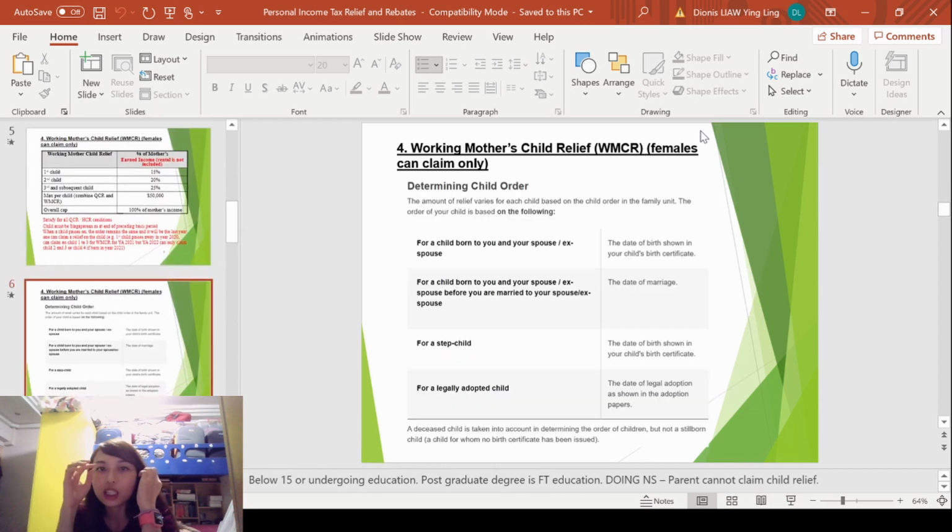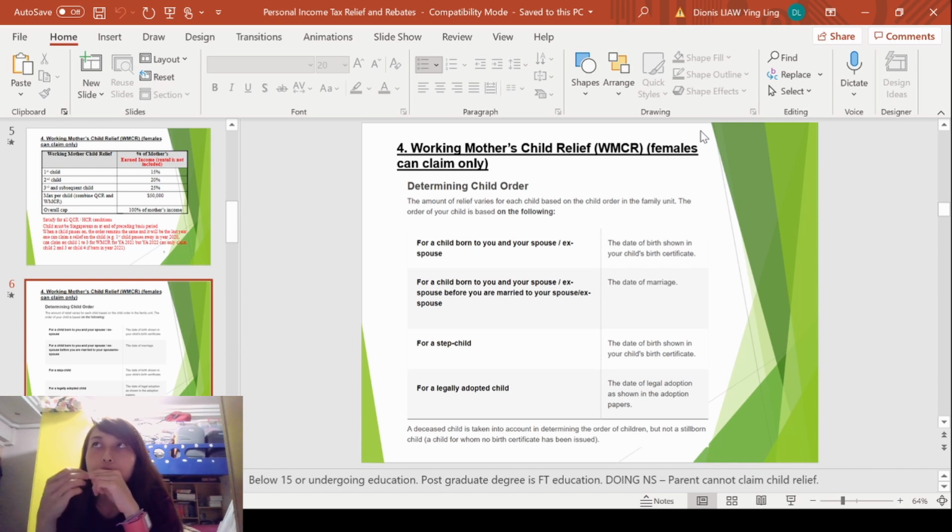This one is teaching you how to determine the child order. It's quite complicated, you can go and read it by yourself. Basically, if your child is born to you and you are married, then it will be the child's date of birth on the certificate. If before you were married, then it will be the date of marriage. For a stepchild, it will be the date of birth.